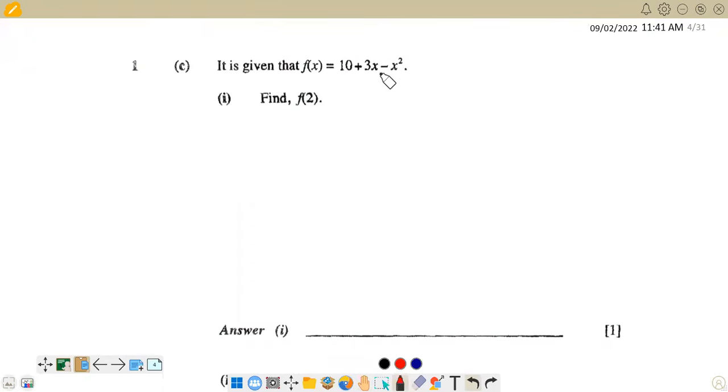Okay, guys, functions. Remember, just substitute in place of x, substitute what? 2. So f of 2 is equal to, in place of x, let's substitute 2. So it's 10 plus 3 into 2, minus, in place of x, substitute 2, so it's 2 squared. All right, so that's it, guys. We can just put this in brackets if you want, it's fine. So it's going to be 10 plus 3 times 2, that is 6, minus 2 squared, which is 4.